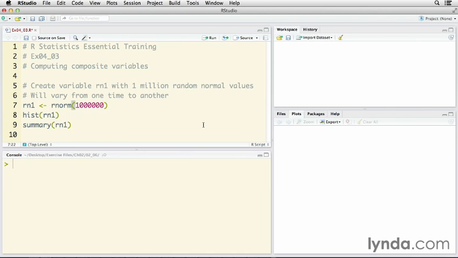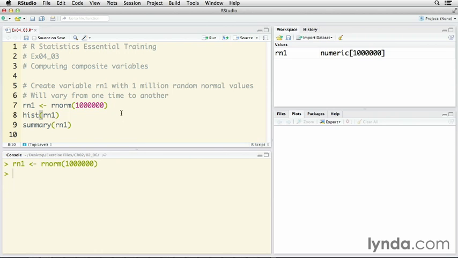I'm going to create a variable called rn1 that stands for random normal 1 with 1,000,000 random normal values. And so because they're random, yours and mine will probably not be exactly the same. They're not the same every time you do them. And now you see I've got over in my workspace a variable called rn1. It's got 1,000,000 values in it.